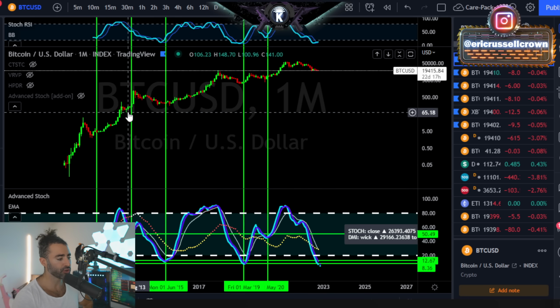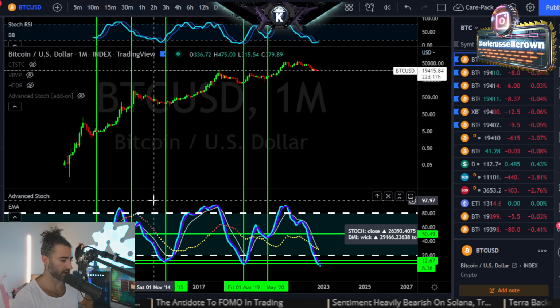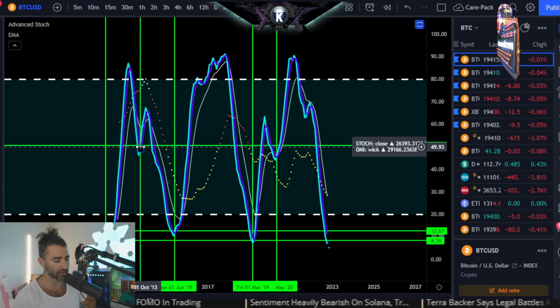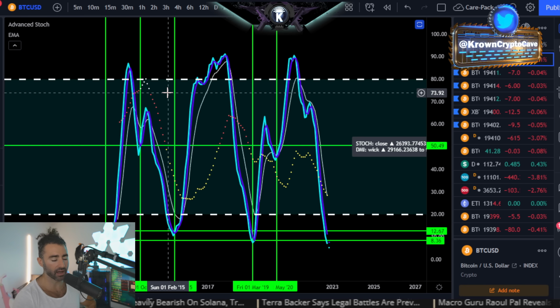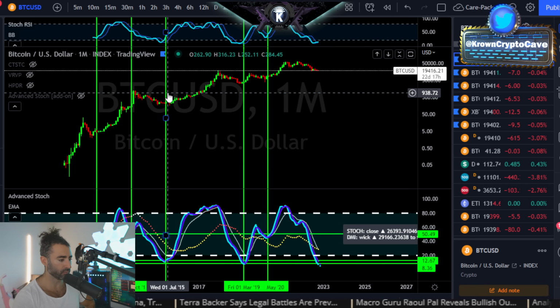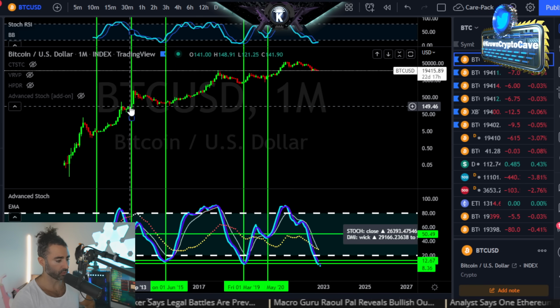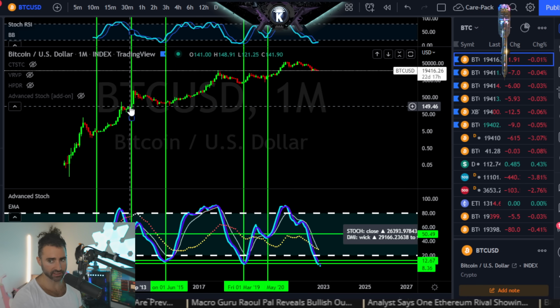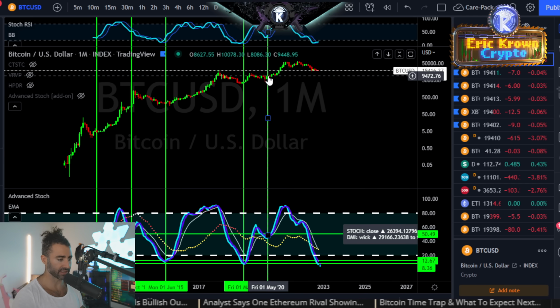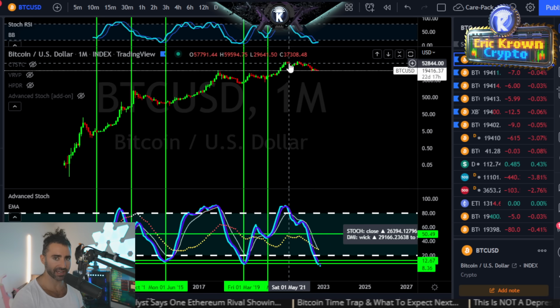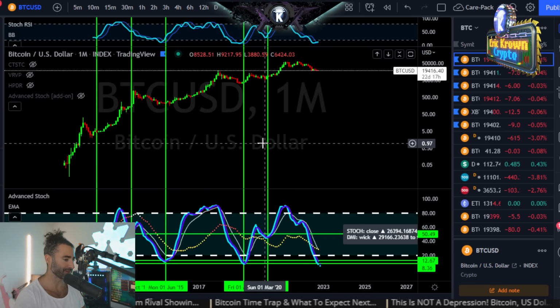You'll notice that I have two other pieces also marked off. These were upside crosses that happened below the 50 read. So these were like mid cycle rallies essentially. So what are we looking at over here? This was the 2013 double bubble, and this was right off the Rono dump over here before Bitcoin went from like 9,000 to 65,000 or 69,000. So not bad, of course.